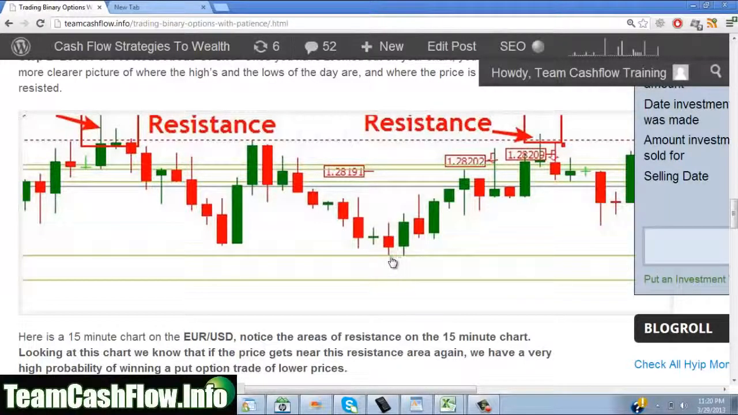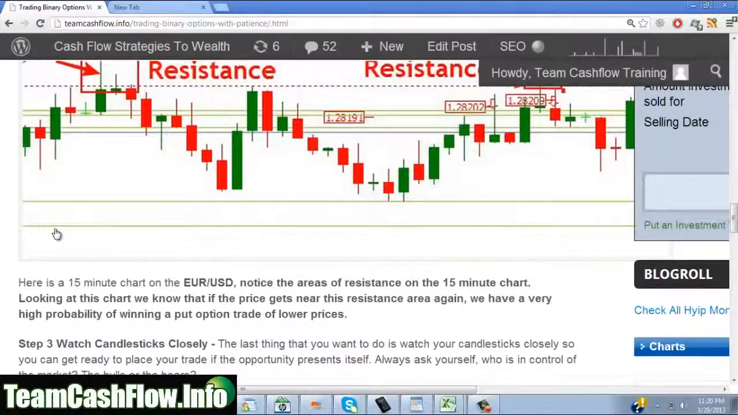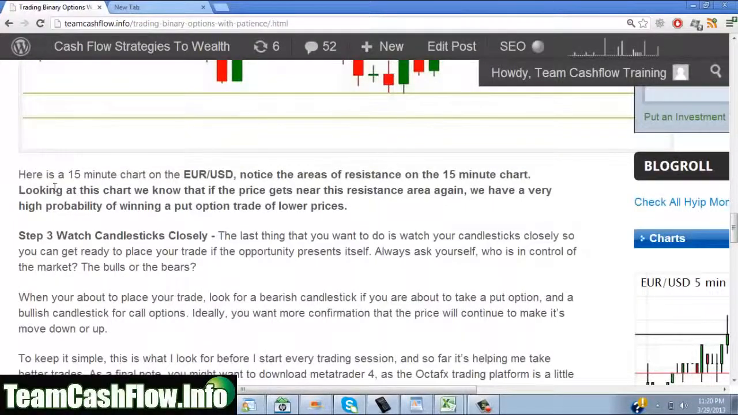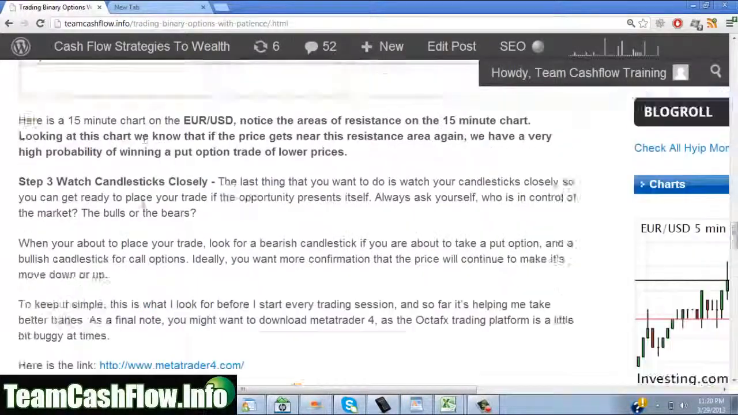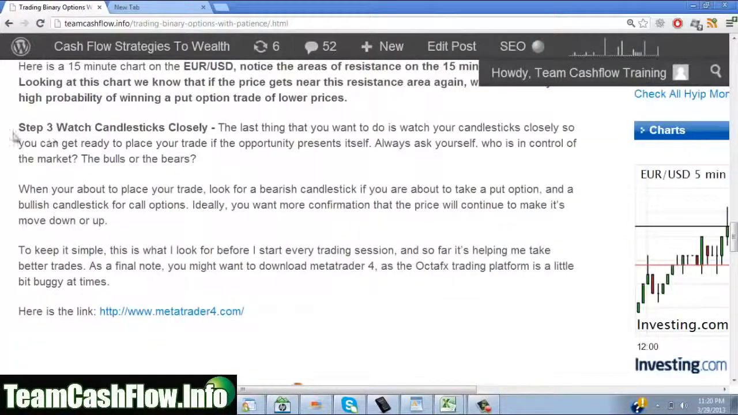Say like right here at the bottom, see where I drew that green line? That was a support line that I drew. So there's a high probability chance if price comes near this area again, it's going to bounce off. So that's the idea with this general strategy. And I go over this in more detail on this blog post that I wrote.